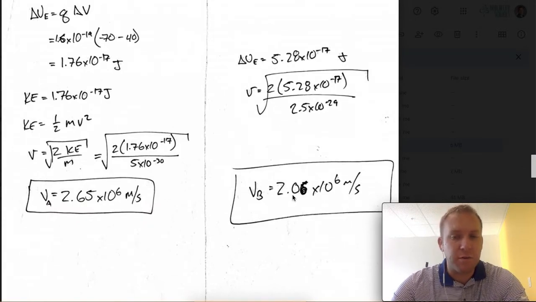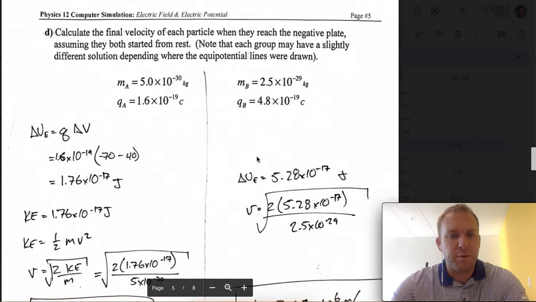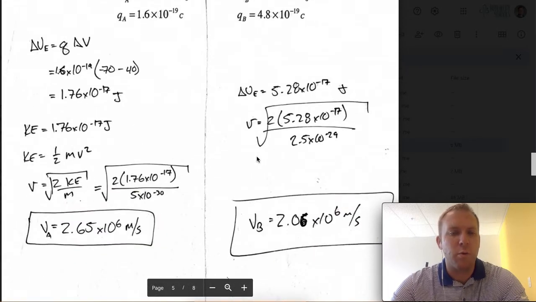Everyone's could be a little different depending upon what your voltages were and what voltage you said they started at. No big deal if you're a little bit different, but they should be somewhat close to what we're getting here.